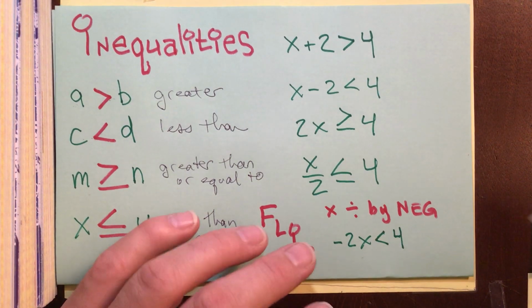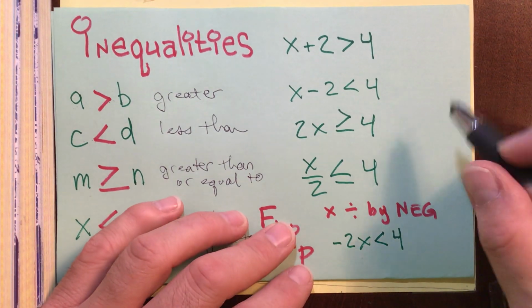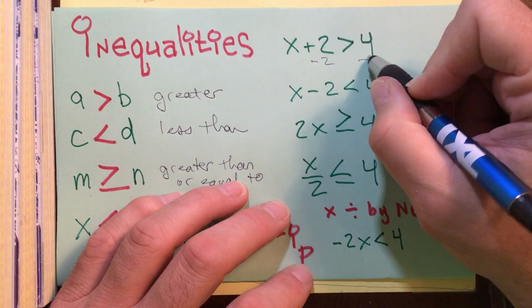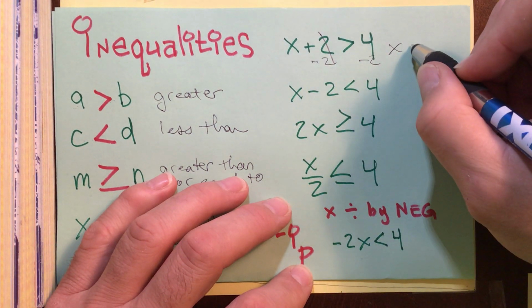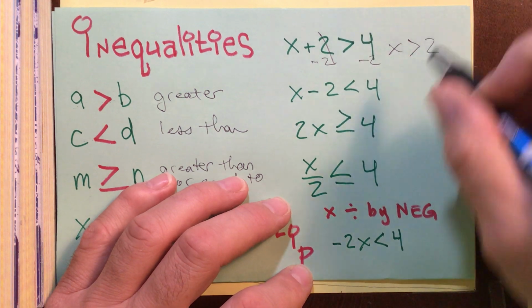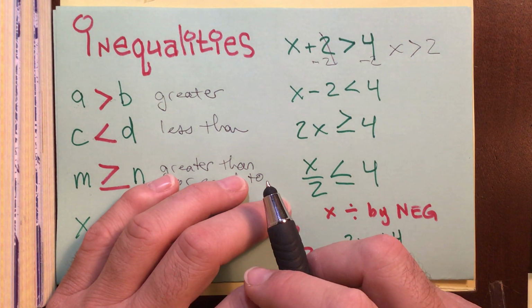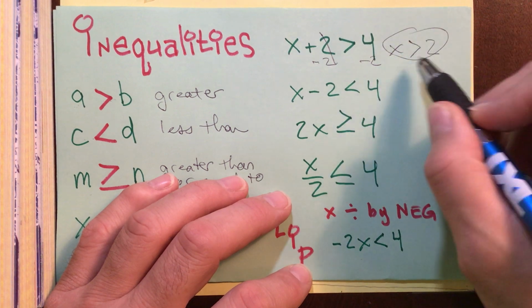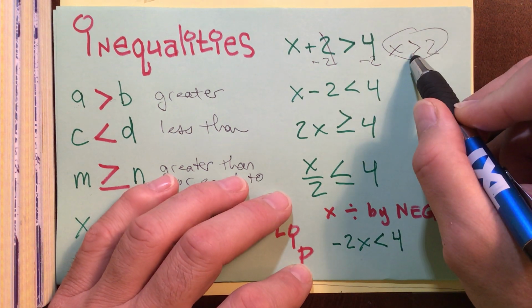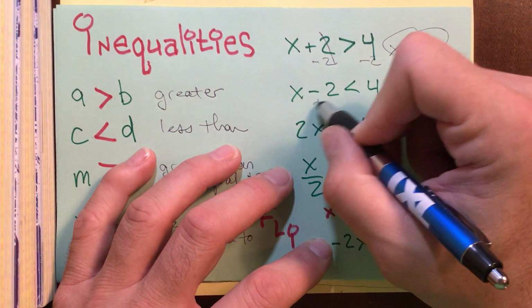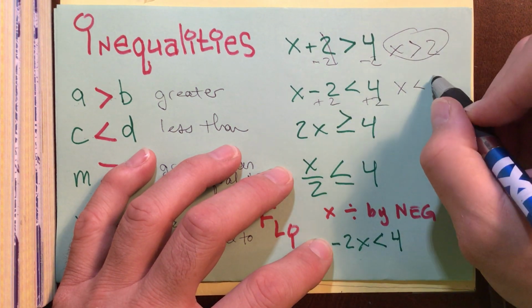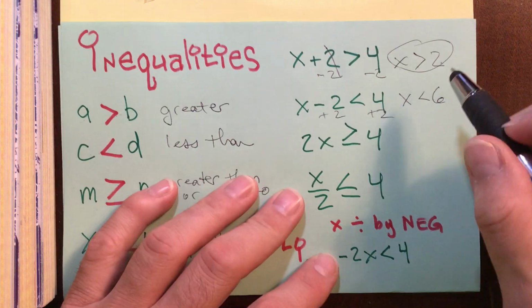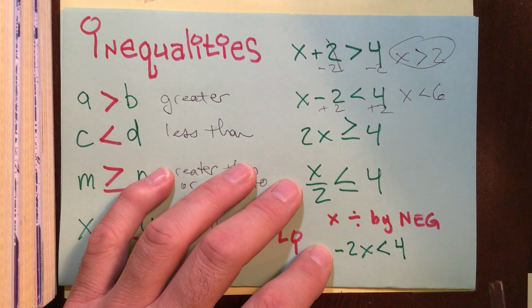So I could take a look at the same exact problems. I'm going to get the same exact answers. I'm going to minus 2 from both sides. And instead, I'm going to have x is greater than 2 instead of x plus 2 is greater than 4. Okay, so you're going to have the same numbers as your answers, just these symbols are here. Okay, so if I add 2 to both sides, I'm going to have x is less than 6. Okay, same as on the previous page.